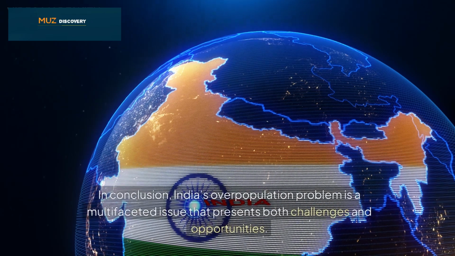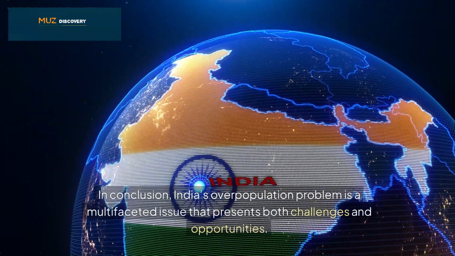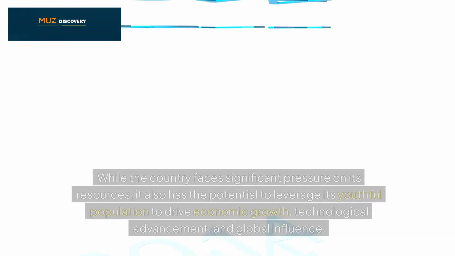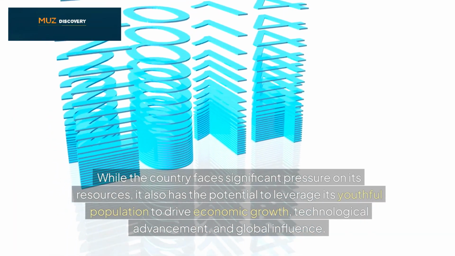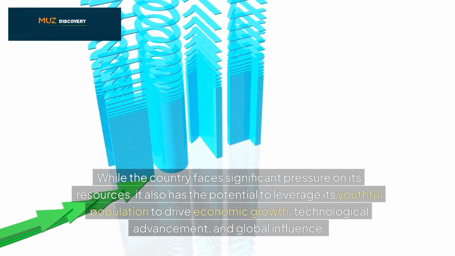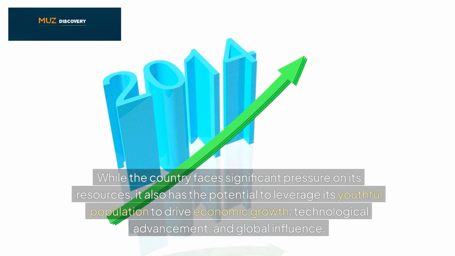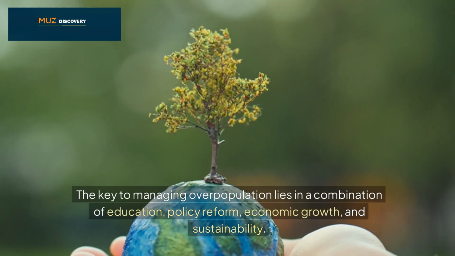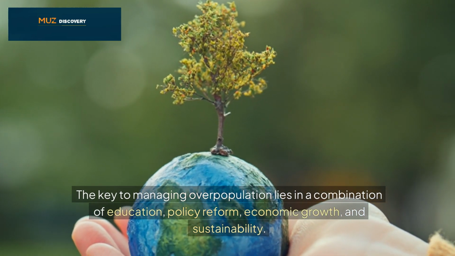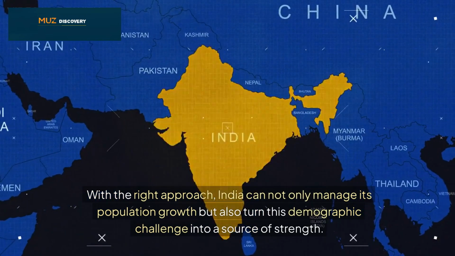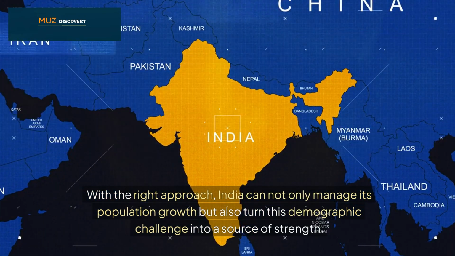India's path forward. In conclusion, India's overpopulation problem is a multifaceted issue that presents both challenges and opportunities. While the country faces significant pressure on its resources, it also has the potential to leverage its youthful population to drive economic growth, technological advancement, and global influence. The key to managing overpopulation lies in a combination of education, policy reform, economic growth, and sustainability. With the right approach, India can not only manage its population growth but also turn this demographic challenge into a source of strength.